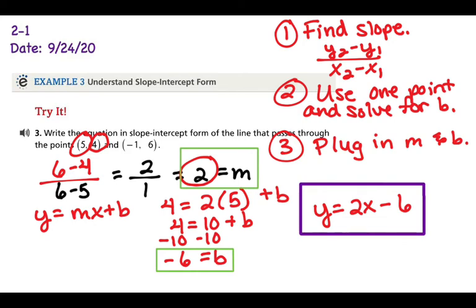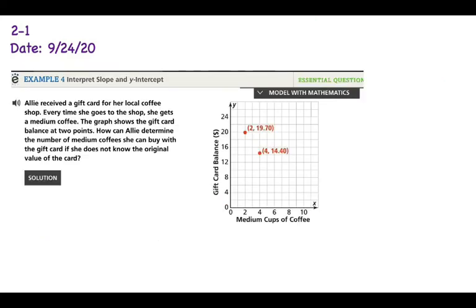All right, let's move on to 4a. So this is with a graph. Allie received a gift card for her local coffee shop. Every time she goes to the shop, she gets a medium coffee. The graph shows the gift card balance at 2 points.